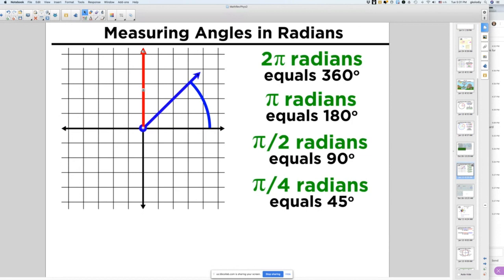From here to here is pi over 2. From here to here is 3/4 pi. Okay, et cetera, et cetera. So in this case, pi over 2 equals 90 degrees, pi over 4 equals 45 degrees.